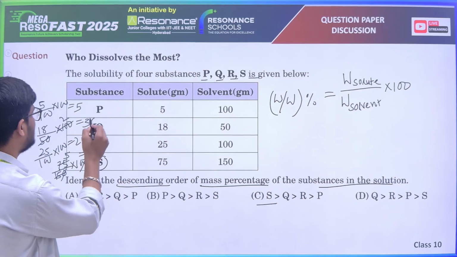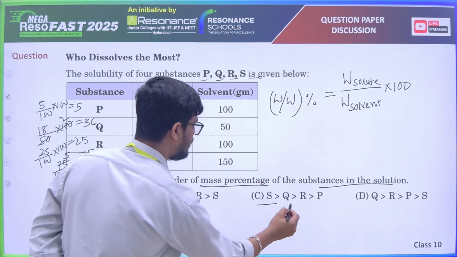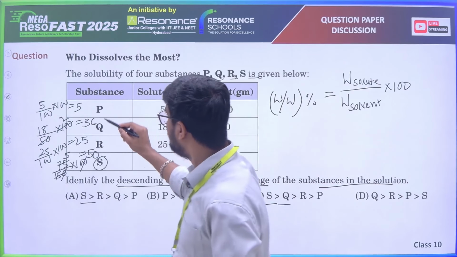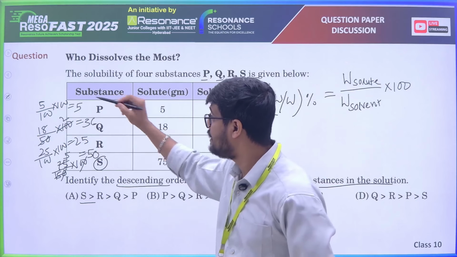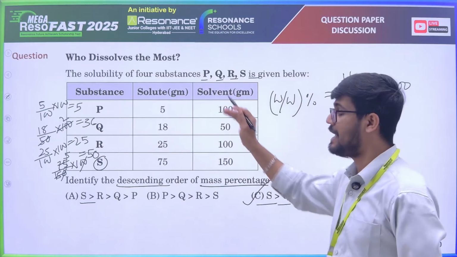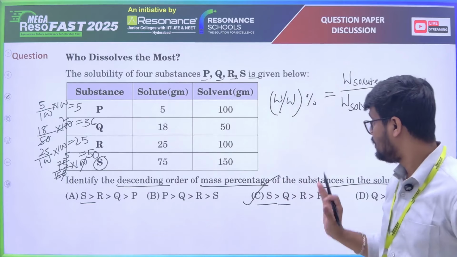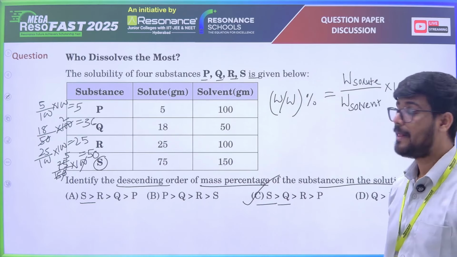Next we have 36 Q. So here we have Q. Then we have R 25 and then P. So option C is correctly matching with this data. So that's why option C will be our correct answer.